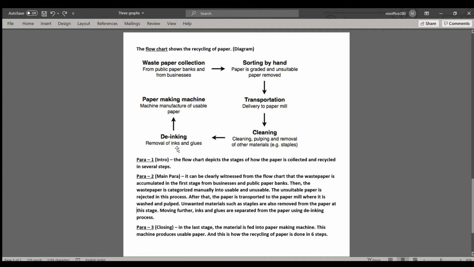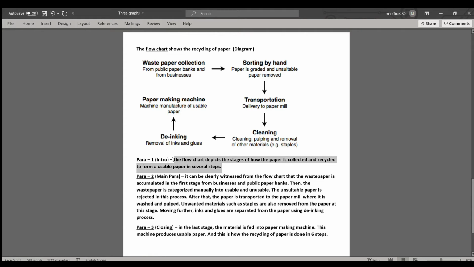So if you can clearly see, the intro is pretty simple. The flow chart depicts. Now in place of shows, I've used this word, depicts. It can be used in every graph: the flow chart depicts, the line chart depicts, the pie chart depicts, the stages of. Now there are different stages, so I have added this word, the stages of how the paper is collected and recycled to form a usable paper in several steps. So this is my introduction.